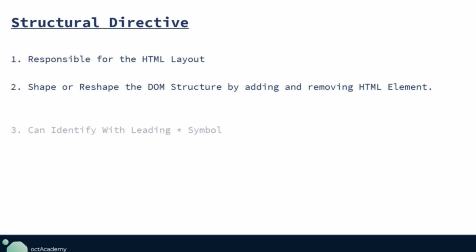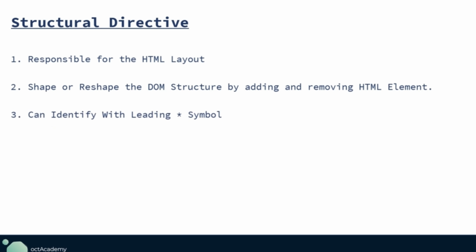Structural directives are easy to recognize with the leading asterisk symbol. So we learned several directives in this section. We have a few directives with the leading asterisk or the star symbol, which are ng-for, ng-if, and the ng-switch cases. So these are the structural directives.